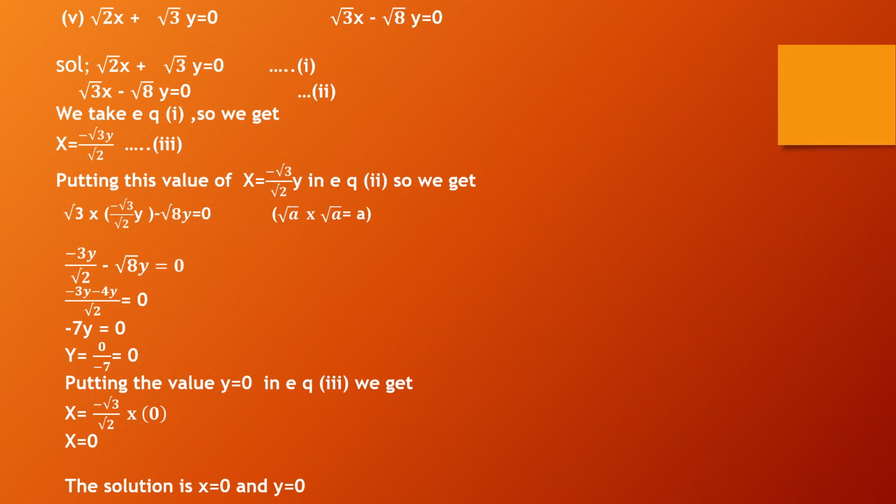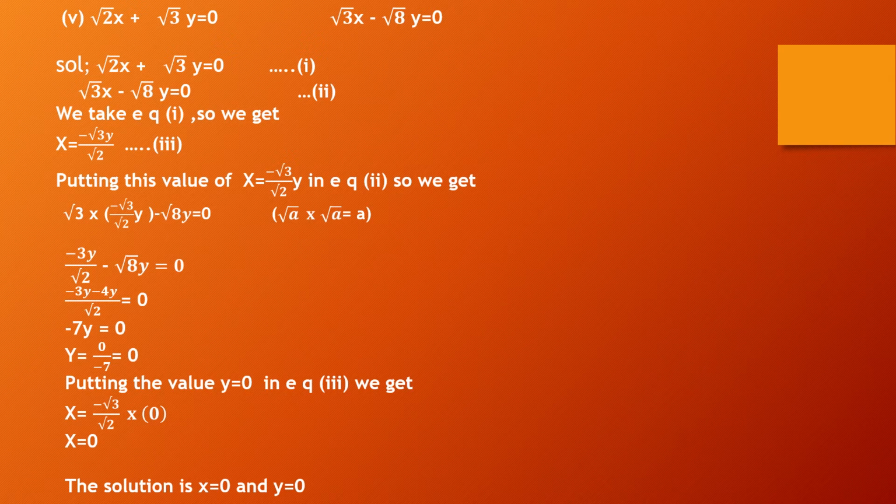Now I take equation number 1. The equation number 1 is root 2x plus root 3y equals 0, and on solving I get the value of x, which is equal to minus root 3y upon root 2, and I consider this as equation number 3. Now after getting the value of x, I put this value in equation number 2, and equation number 2 becomes root 3 multiplied by (minus root 3y upon root 2) minus root 8y equals 0. On solving, I get minus 3y upon root 2 minus root 8y equals 0.